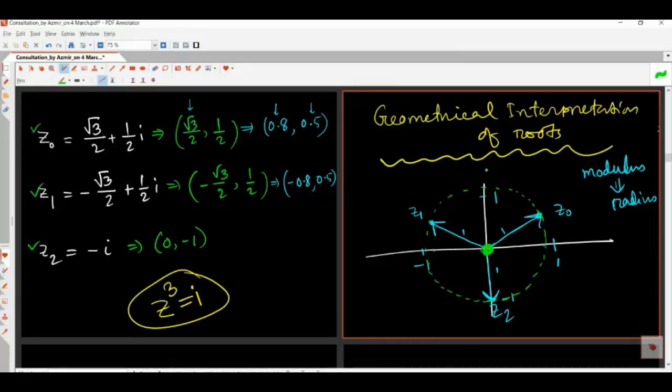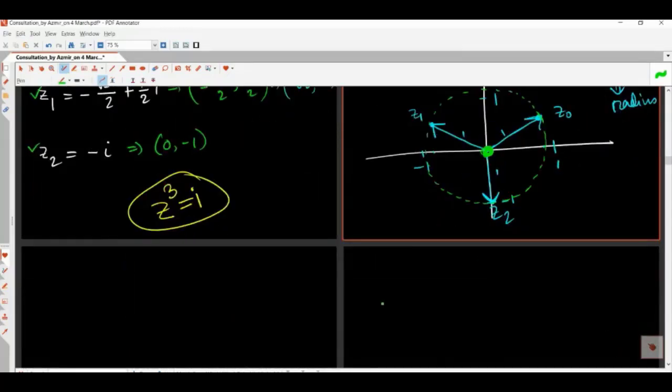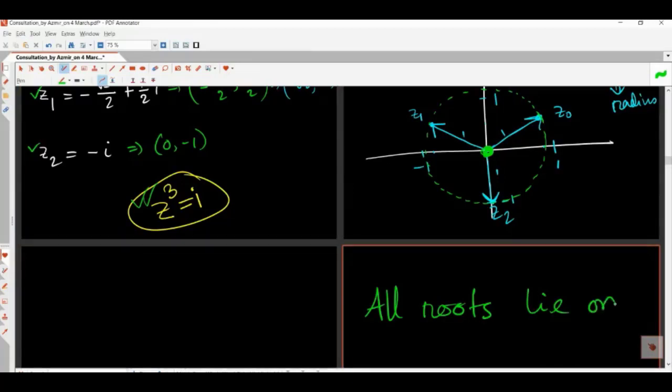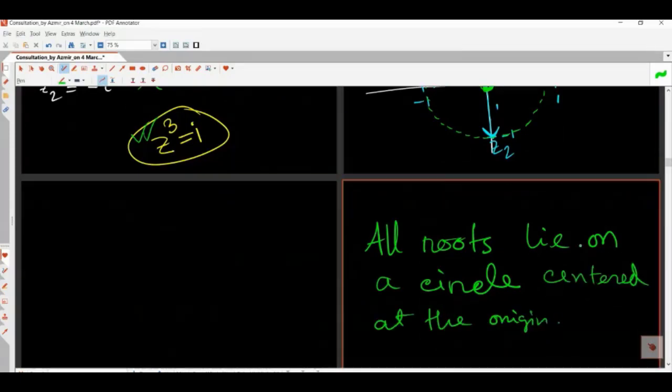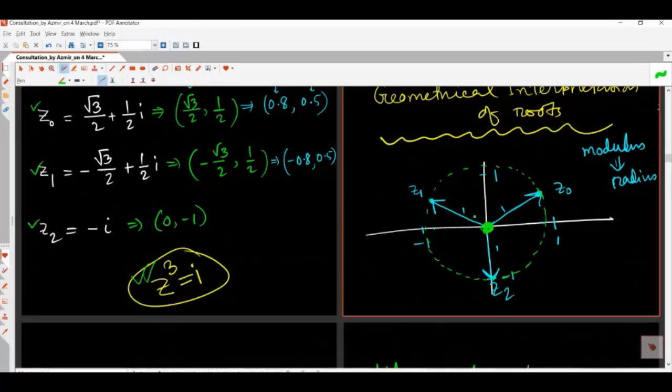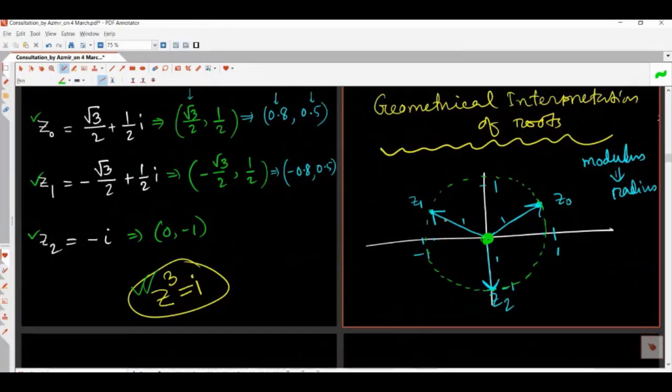So that means we can leave a comment that all roots of any equation where a complex number is involved lie on a circle which is centered at the origin (0, 0). And this is true for all cases. So this is the geometrical interpretation of roots.